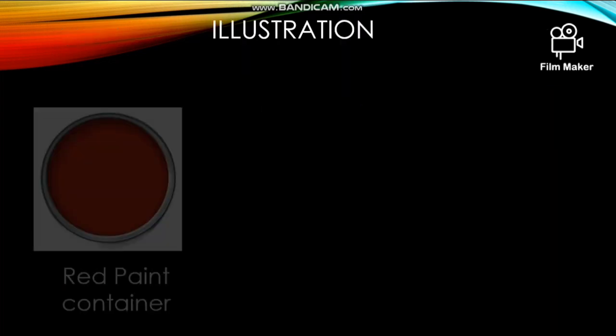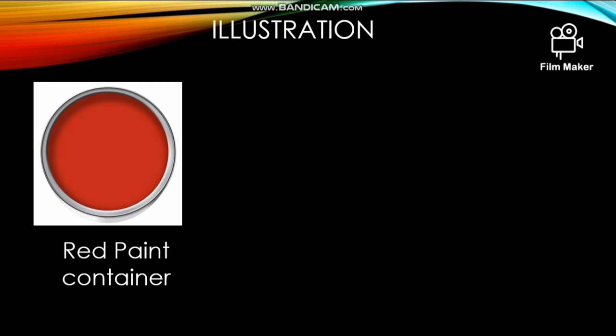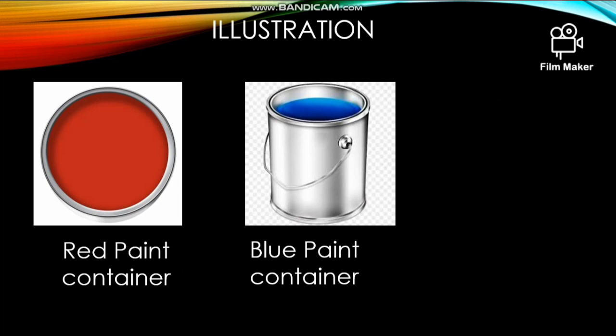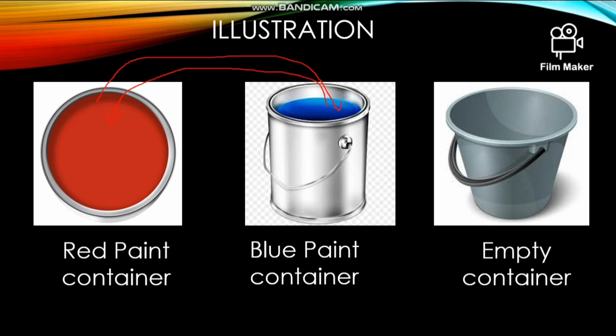Now let's do some illustration. Let's assume that you have a bucket that contains red paint, another bucket that contains blue paint. Now you want to pour the blue paint into the red paint container and pour the red paint into the blue paint container. How can you do this effectively? To accomplish this, you need a third container. Of course, it should be an empty container. Now with this empty container, what you will do is to pour the blue into this empty container so that now this one will contain a blue paint.